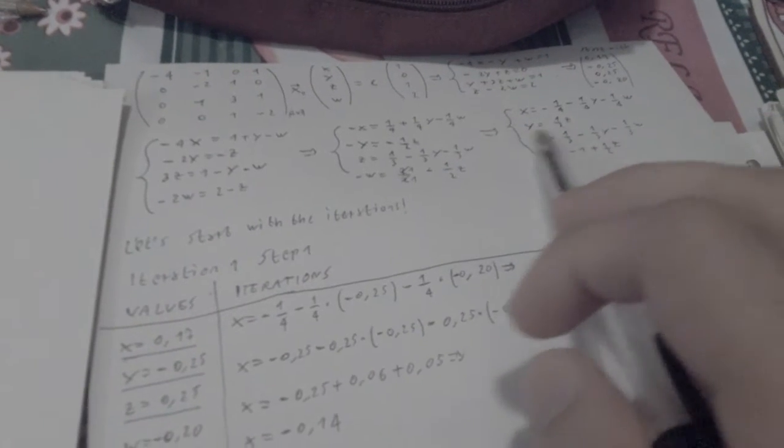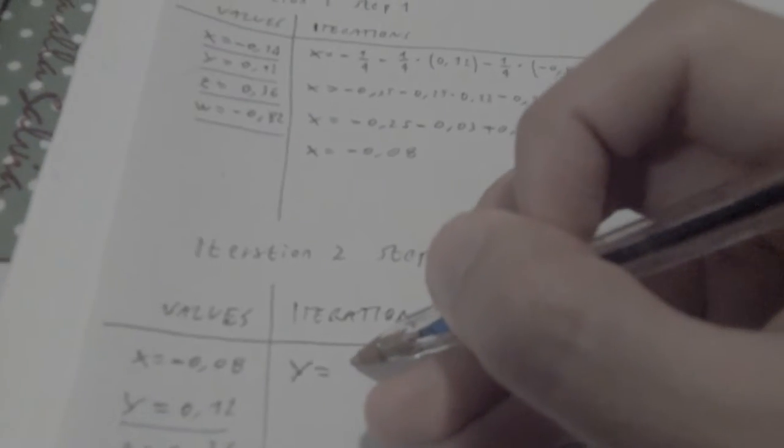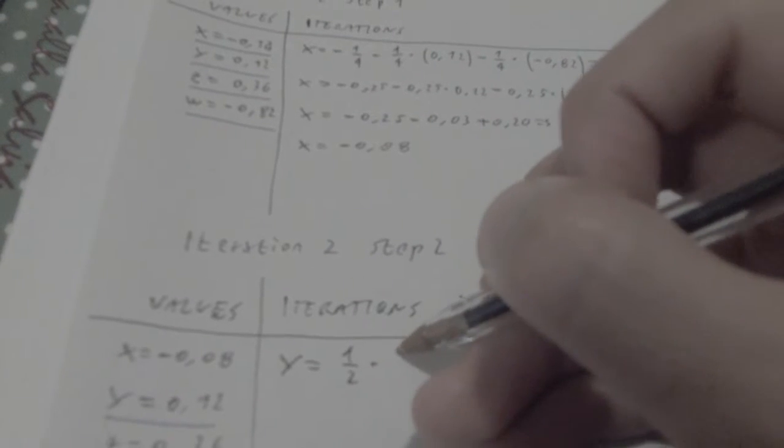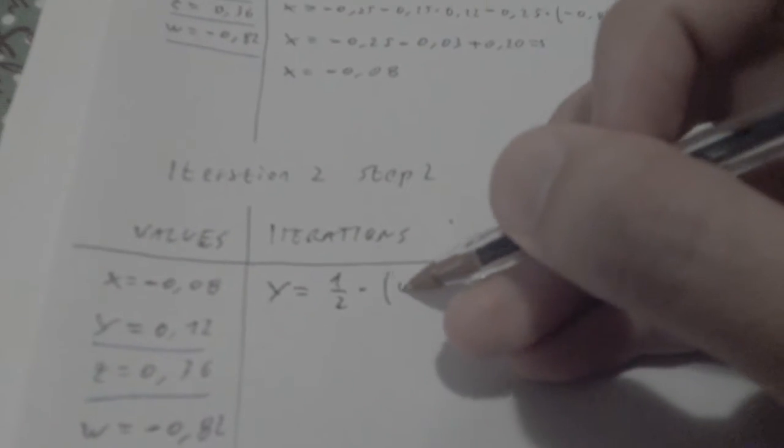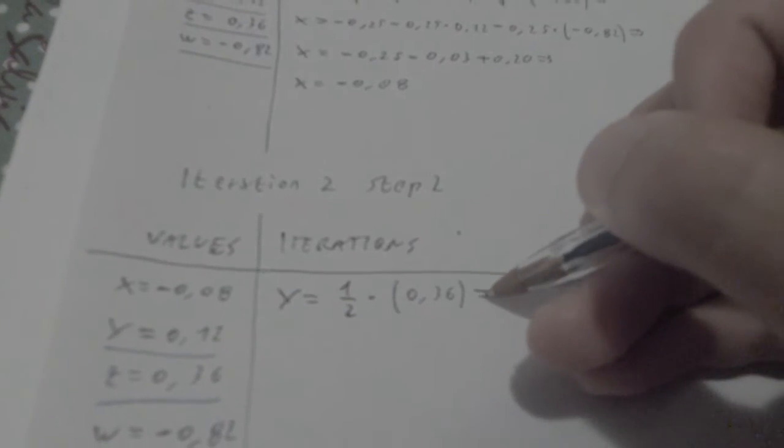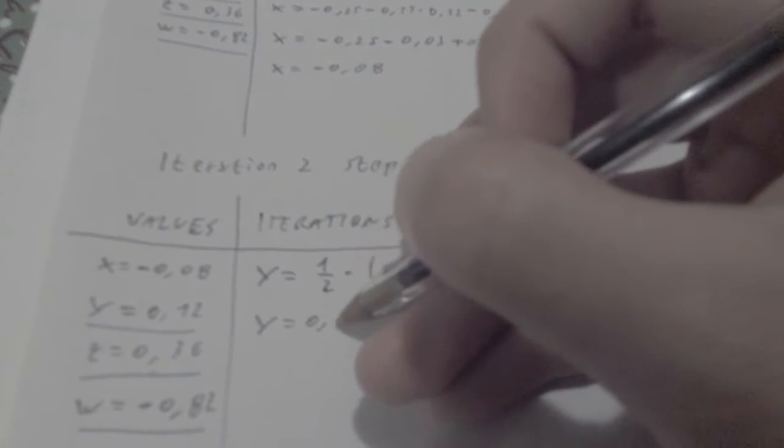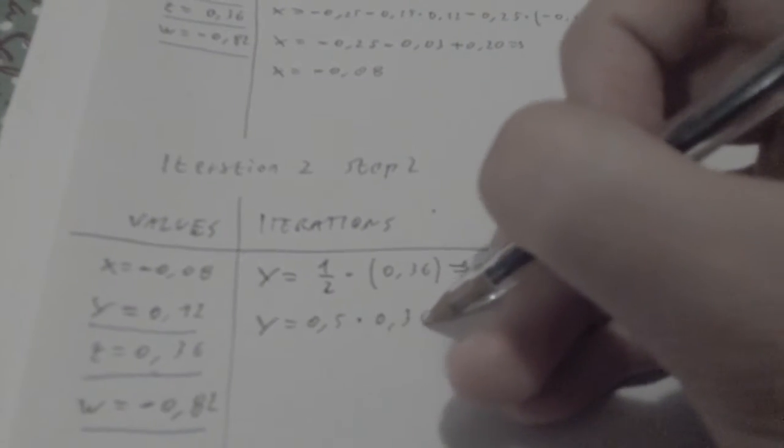So y is basically once again the same equation: 1 over 2 times 0.36, which is our new value for z. This is gonna be 0.5 times 0.36, and y is gonna be 0.18. And we're gonna continue in another page.